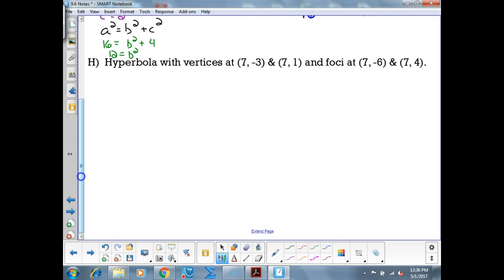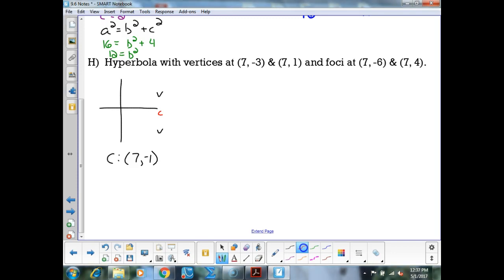Hyperbola now. Vertices at 7, -3, and 7, 1. That also tells me what? Seven, what did you say? -1? Yep. Foci at -6 and +4. Okay. So this distance here is what in a hyperbola?